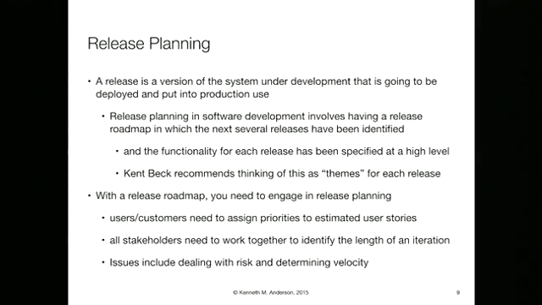All right, so with release planning, a release is a version of the system under development that's going to be deployed and put into production use. So release planning in software development involves having a release roadmap in which the next several releases have been identified. So what are we going to do for release version 0.5, and then what's going to be 1.0, what's going to be 1.5, 1.1, whatever your version numbers are. But those are kind of major releases of the system, and those are each going to be developed over many iterations. And you might think of, for instance, these releases as having themes.